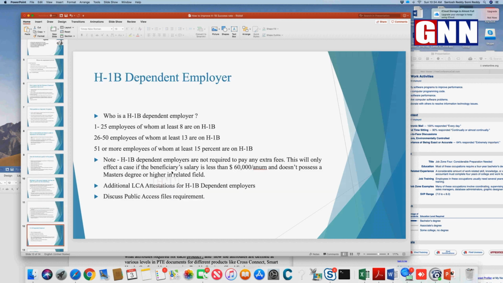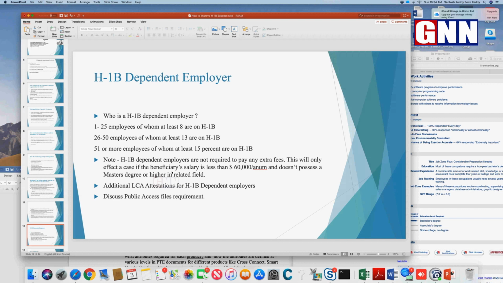Okay, so a lot of people have been asking me about what is the H1B dependent employer and how does it really play into the picture. So whenever an employer has less than 25 employees, of whom at least 8 are on H1B, then they will be considered as H1B dependent.